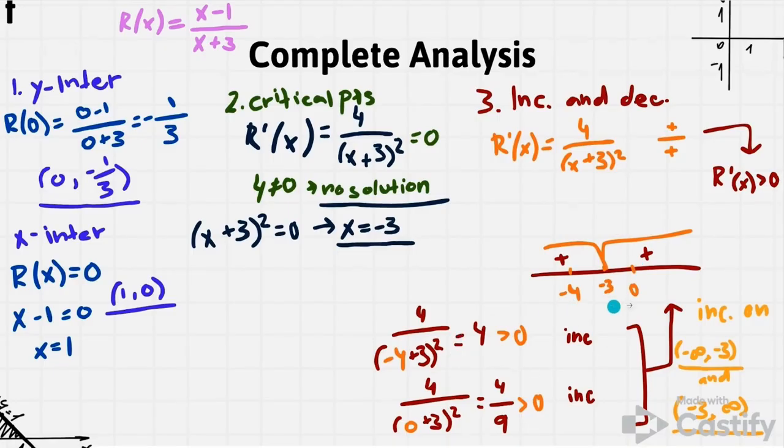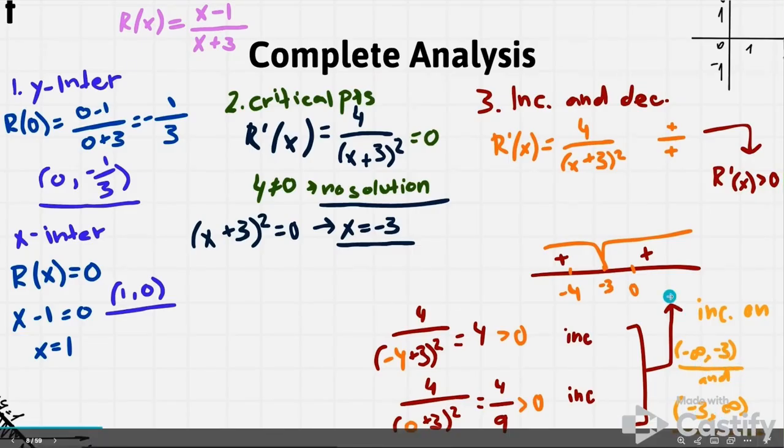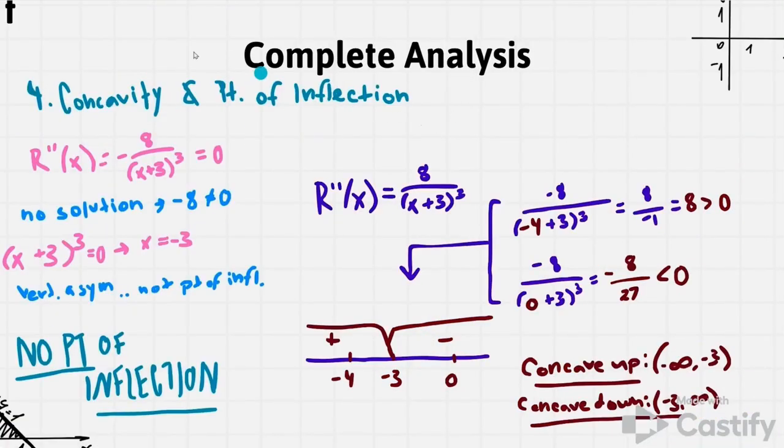So getting the values of -4 and 0, which are just random values I chose, they're both increasing on negative infinity to -3 and -3 to infinity. Continuing the complete analysis, looking at the concavity and the point of inflection, looking at r double prime and equating that to 0, there's no solution. Even equating the denominator to 0 again, I get the vertical asymptote, which is not the point of inflection, so that means there's no point of inflection.